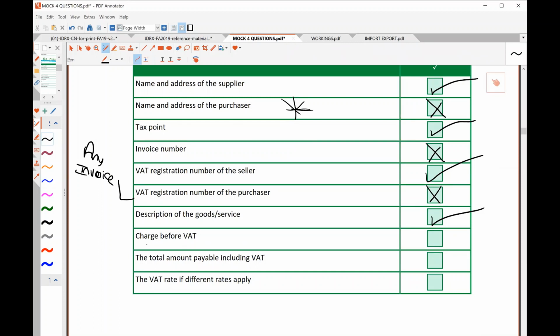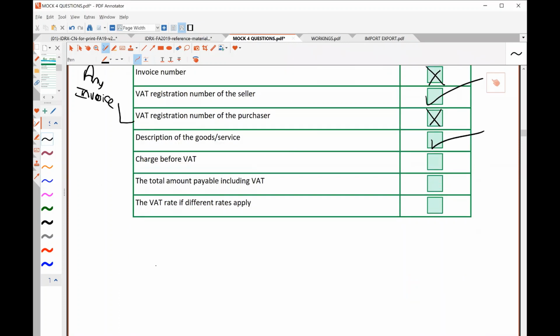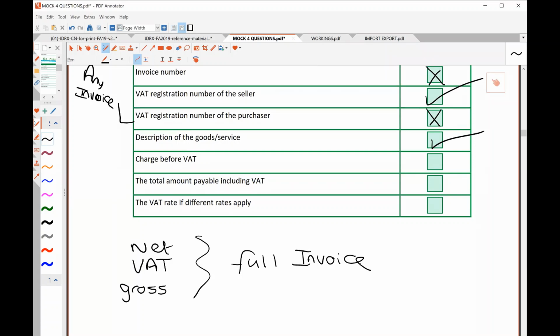Right, when you're doing a full-blown invoice, you'd normally have down at the bottom of the invoice the net figure, the VAT figure, and the gross figure. And that is when you are doing a full invoice. Is that the case for a less detailed invoice or a simplified invoice? Do we need to know this? The charge before VAT, which also has its own name, the net. Do we need to know that?